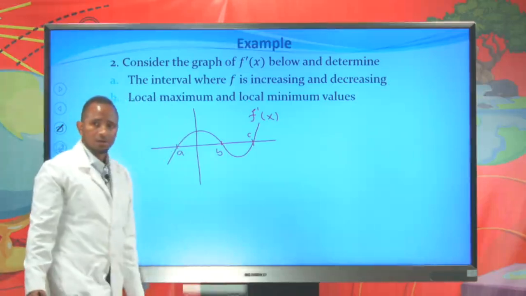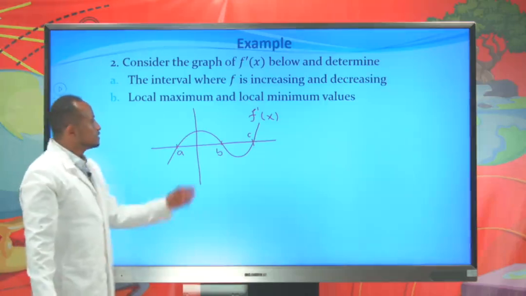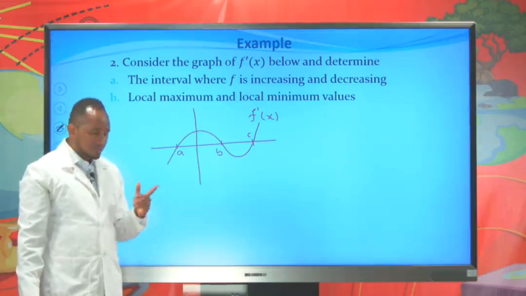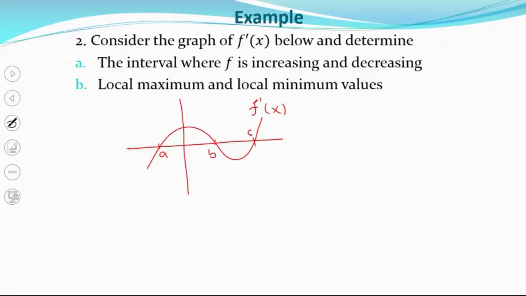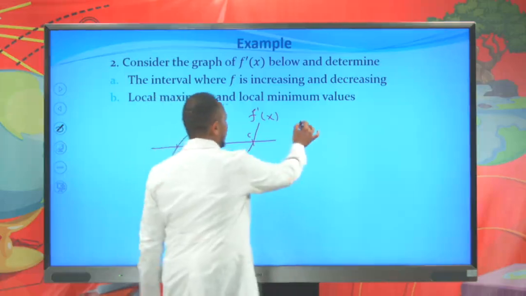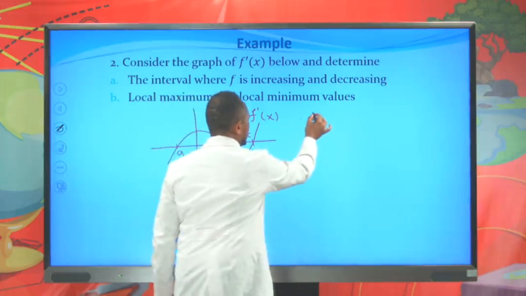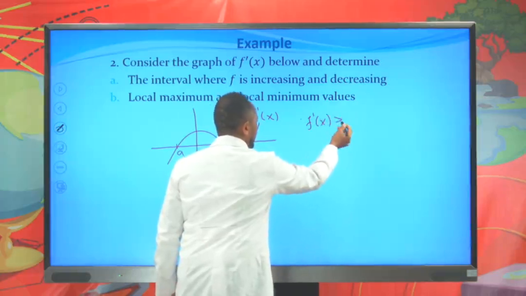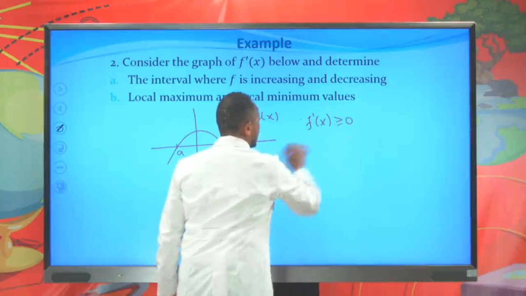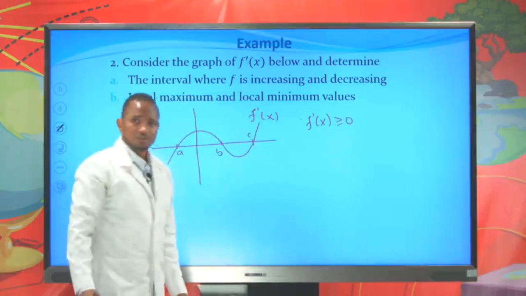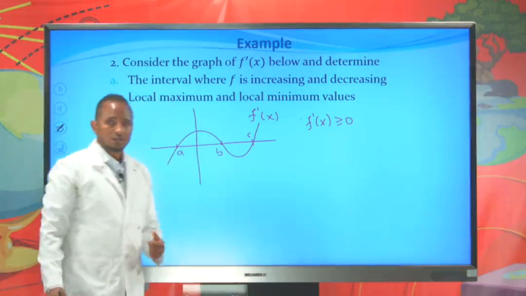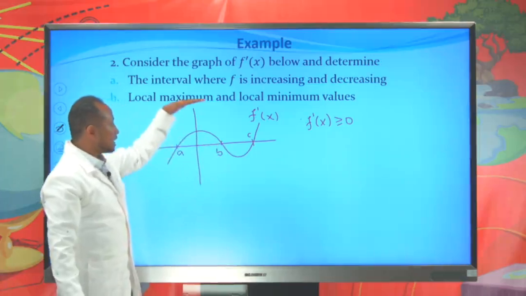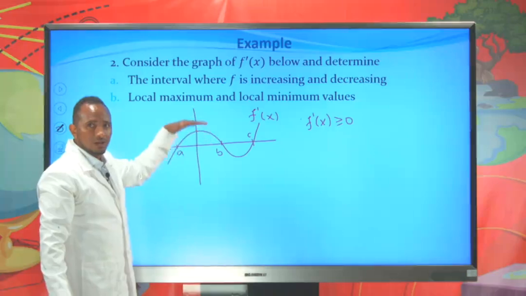So here we are asked the interval in which our function f of x is increasing and decreasing. First, let's see the interval where the function is increasing. To find the interval in which the function is increasing, we need to find the interval where f derivative of x is greater than 0. From this graph of f derivative of x, from a to b you can see that f derivative of x is above the x-axis. That means it is greater than 0.